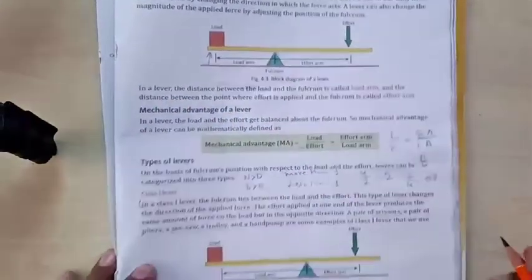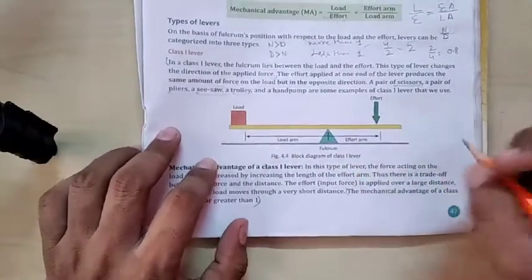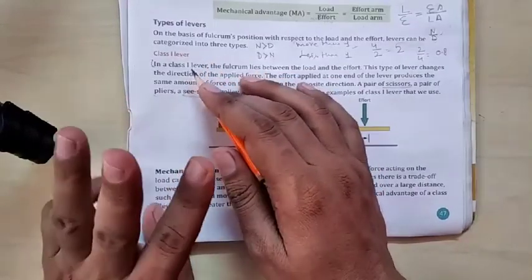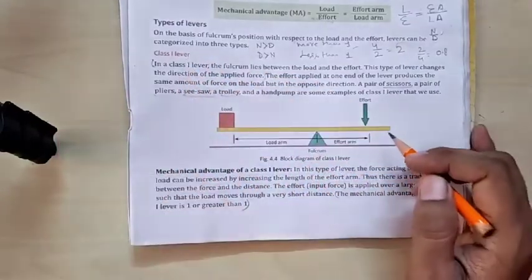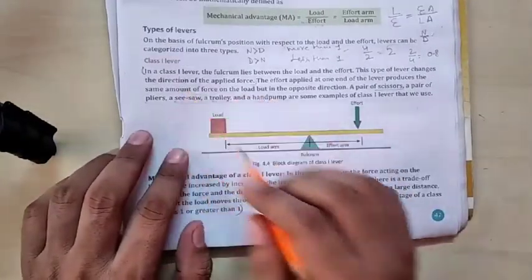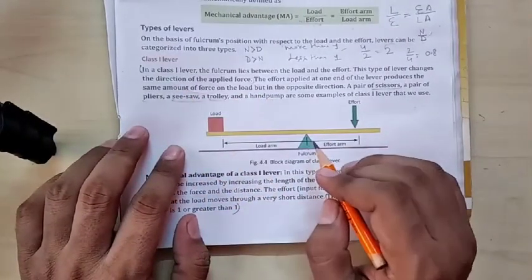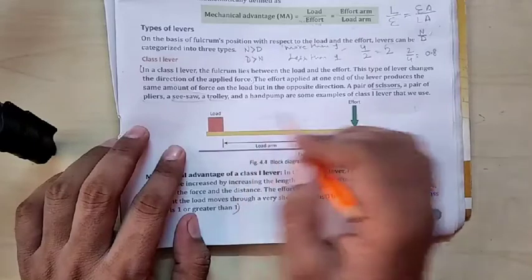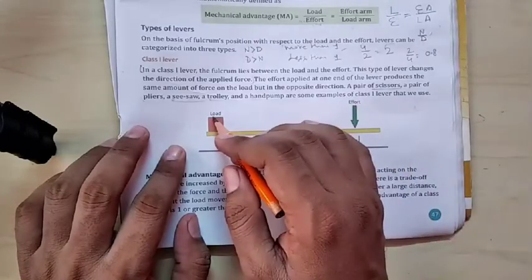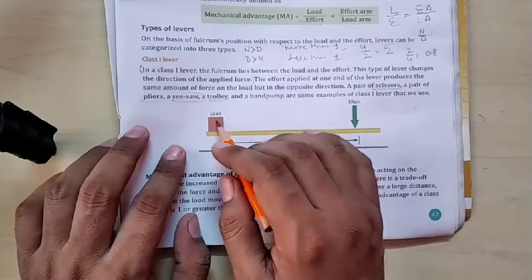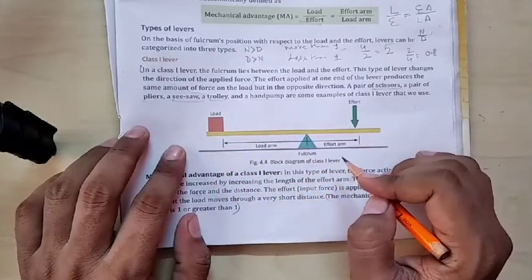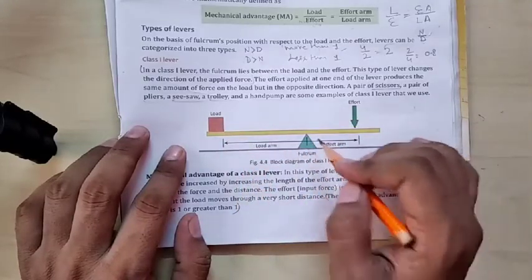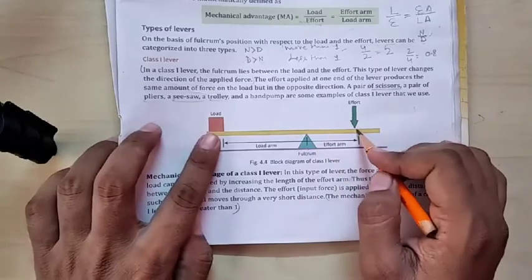Got everyone? So on this basis, there are types of levers. The lever is divided into 3 classes. First of all, the first class lever. In a first class lever, the fulcrum is always between load and effort. The load may be here or the effort may be there. It doesn't matter where the load and where the effort is. Load may be here and effort may be there, but the fulcrum is always between both of them.